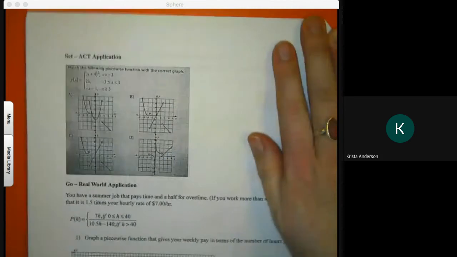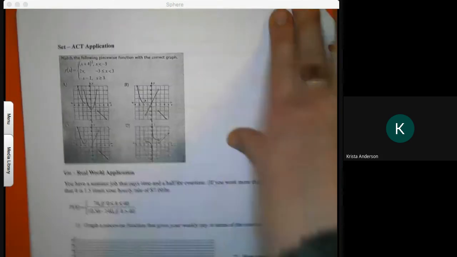We're gonna have the ACT question on our test. ACT won't be on the test. The only things that will be on the test will be the new material. I just pull them directly from your assignments.